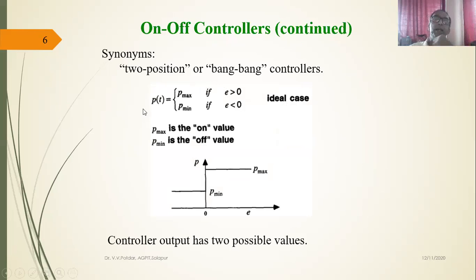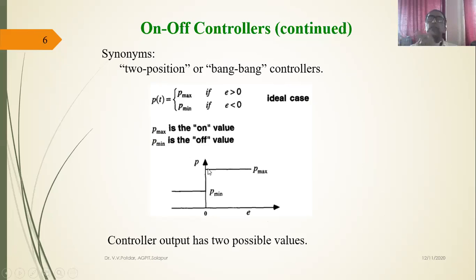See, be attentive here now. Now P corresponds to the controller output, which is a function of time. The controller tends to give me maximum output if error is greater than 0. And the controller tends to give me minimum output if the error is less than 0. Right? So this is the ideal case of an on-off controller. See, on x-axis I have got error, and on y-axis I have got controller output.